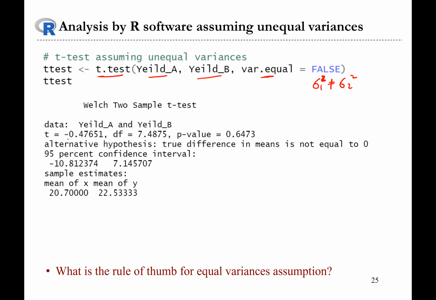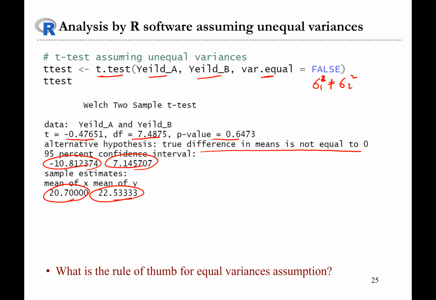And it gave you the t-value, gave you the degree of freedom is 7.48, approximately 7, p-value is 0.6, and the alternative hypothesis is the difference is not equal 0, and this is the lower limit of the 95% confidence interval. This is the upper limit of the 95% confidence interval. This is y1 dot bar, this is y2 dot bar, the sample mean of the first fertilizer, the sample mean of the second fertilizer.